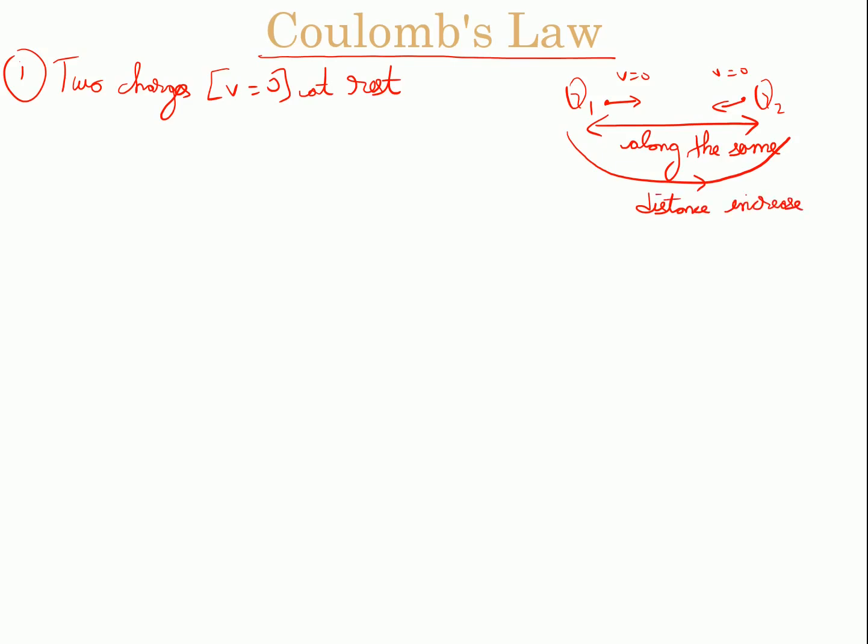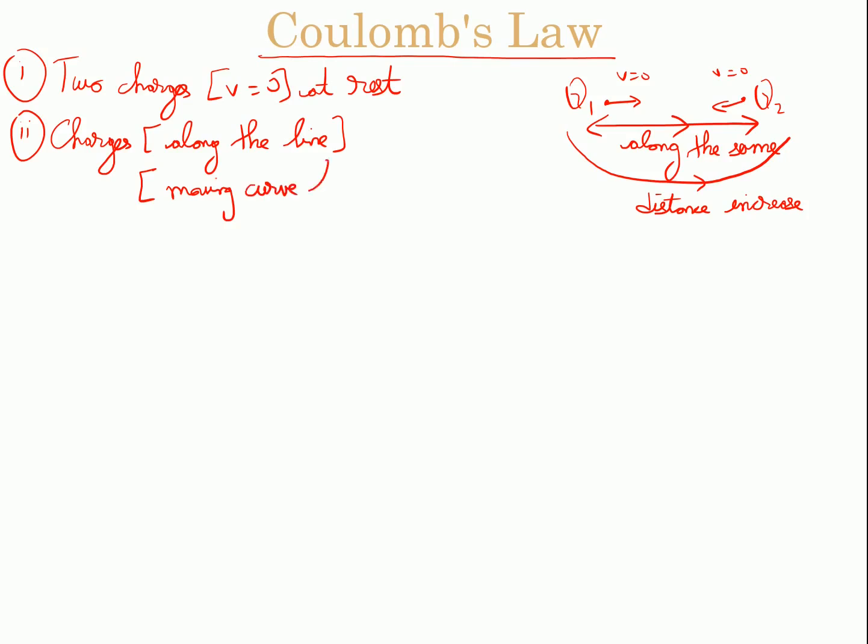So this is the analysis Coulomb made. In point 2, charges brought closer will move along the line, or their energy will be along the line, which means the force will be acting along a straight line. But if the distance is increased, the movement becomes a curve. So the motion is along a curved line at larger distances. This distance is between the two charges.